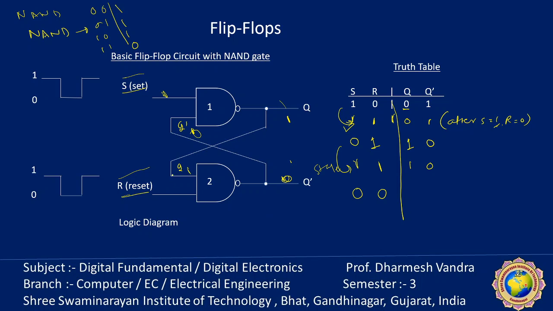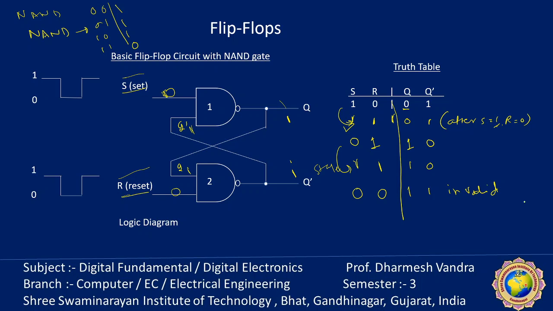If both are 0 0, and this is Q, so Q is equal to 0 and the complement is 1. So this is also 1. It does not depend on Q dash. So both outputs are 1 1. It is an invalid state. This is called the reset bar, set bar state.